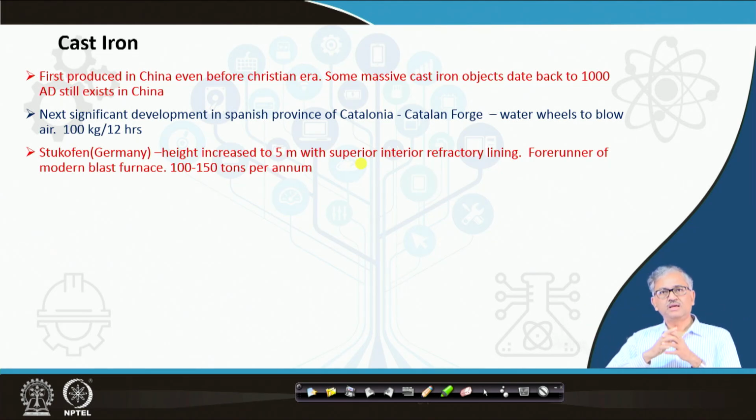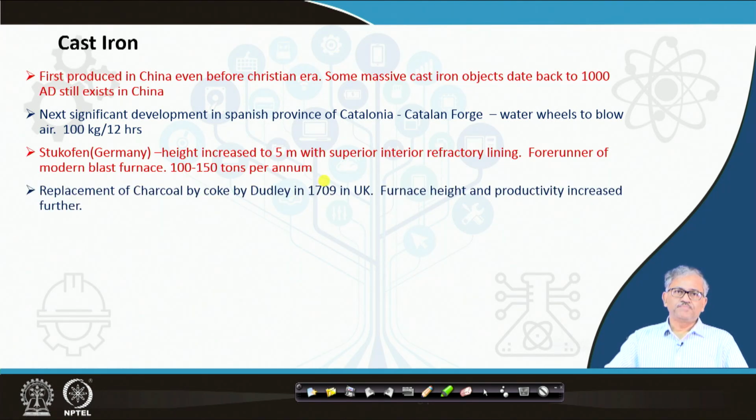So, they made that, and its shape is more or less like a modern blast furnace, and so it is called the forerunner of the modern blast furnace. It used to produce 100 to 150 tons per annum, quite a large amount at that time. And so far, all these furnaces used to run on charcoal, wood charcoal, and then it was replaced by coke in Dudley in 1709.